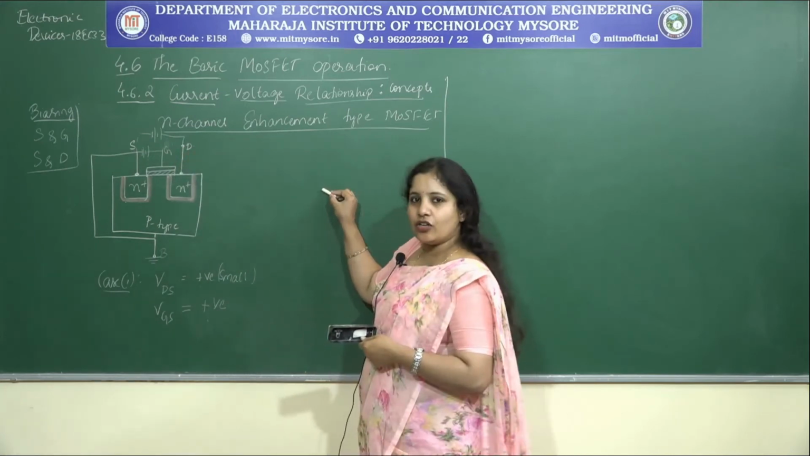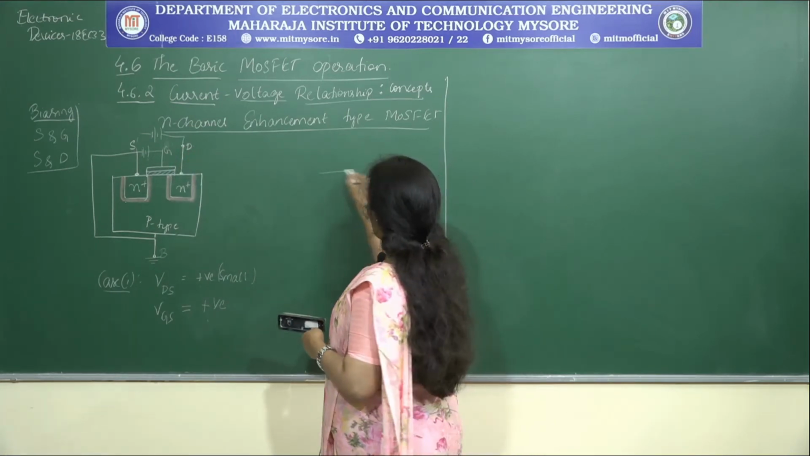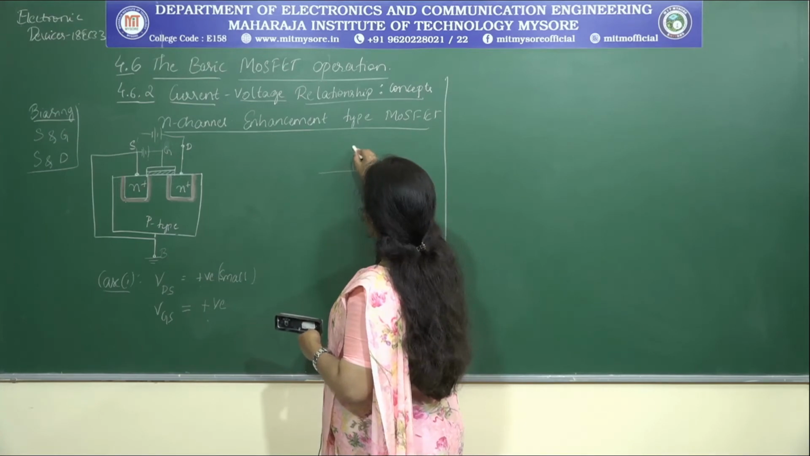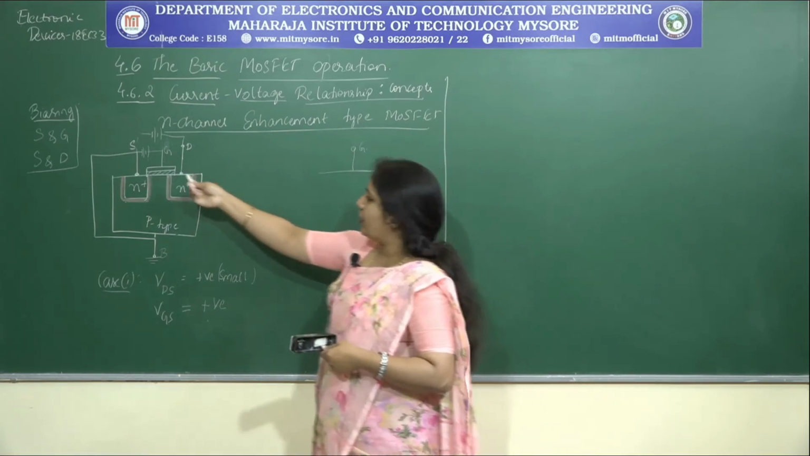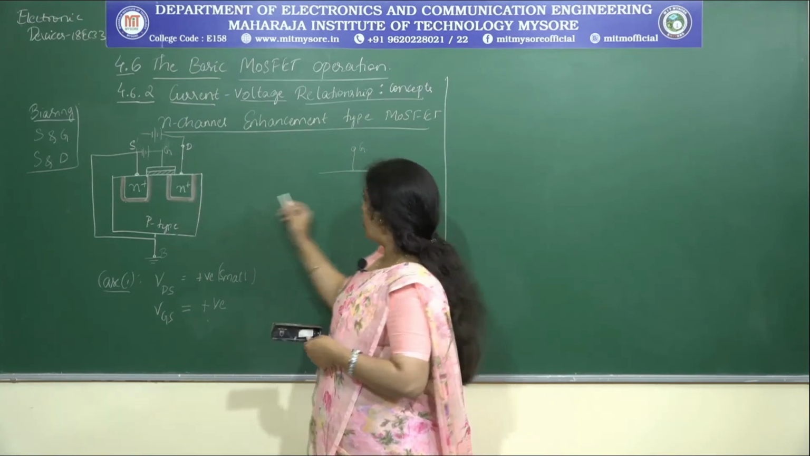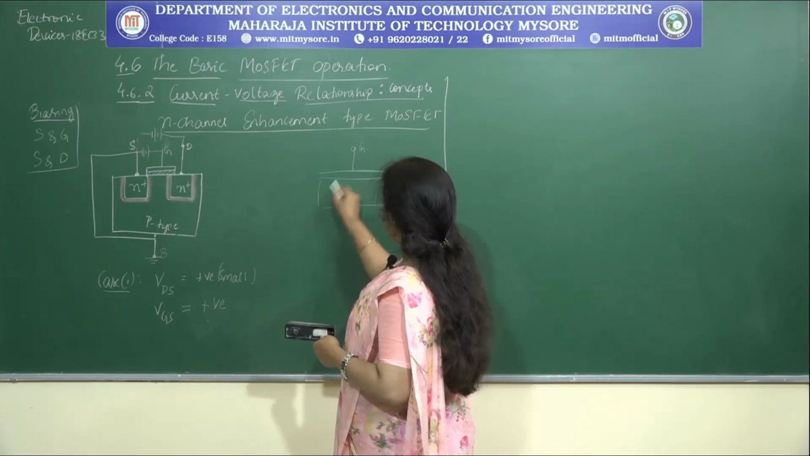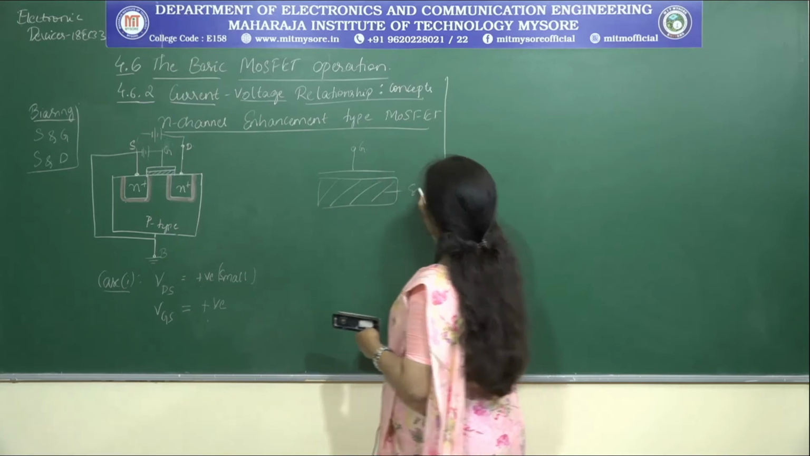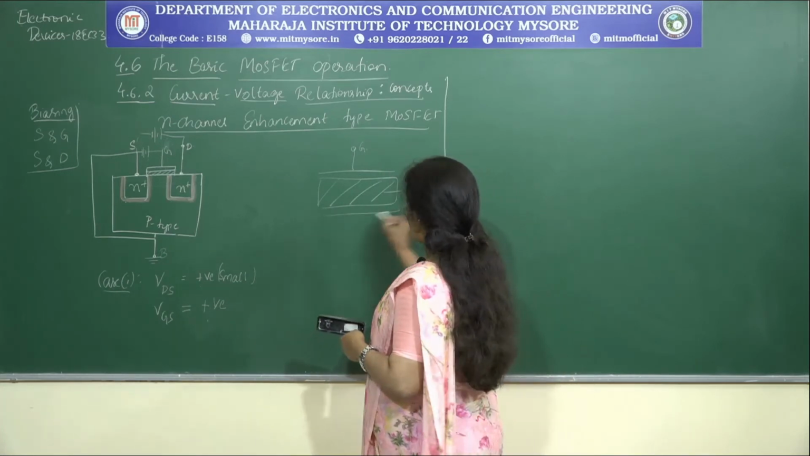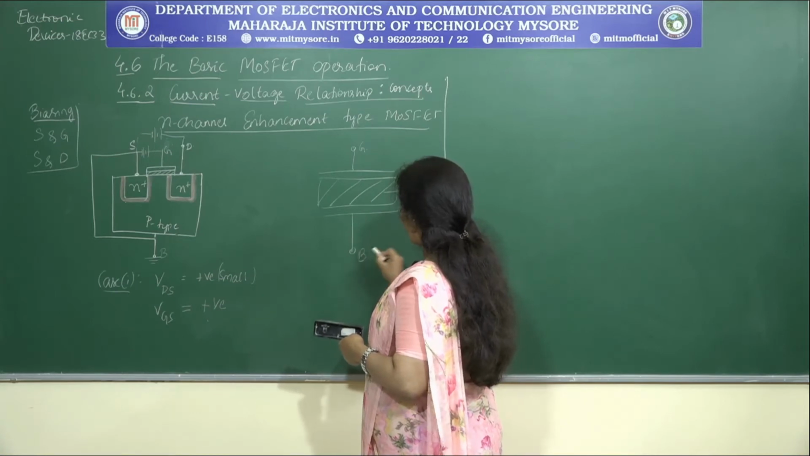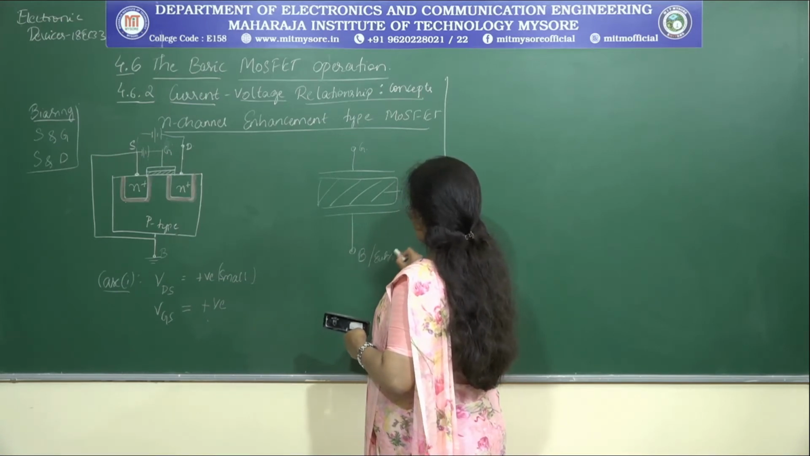Now let me magnify this region and write it here so that you will clearly understand. This is the gate terminal we have, and this layer is the metal layer that I have considered, and below which we have the silicon dioxide or the gate oxide, and let me consider this as the body or the substrate.